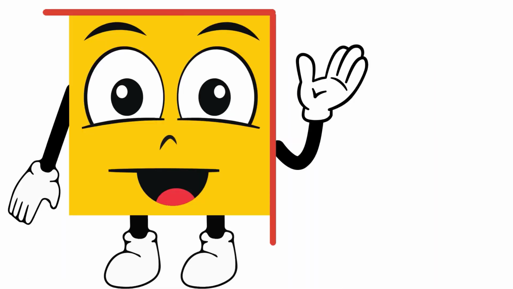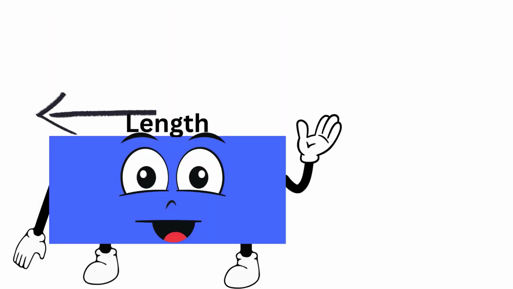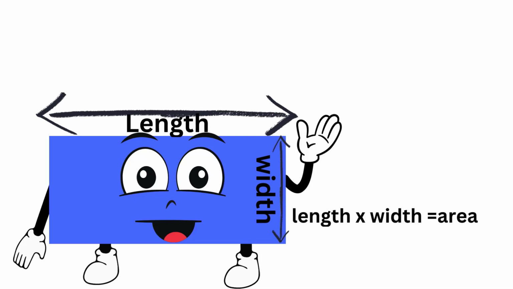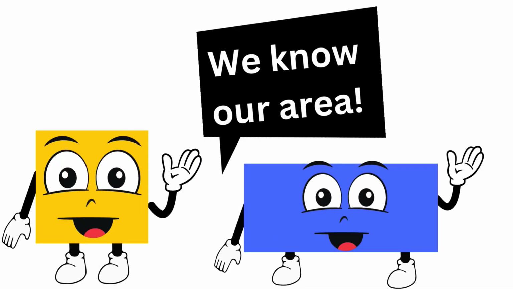So next time you see a square or a rectangle, remember their secret formula. Side times side for the square, and length times width for the rectangle. And just like that, our square and rectangle friends know their area. It's as simple as multiplying two sides.